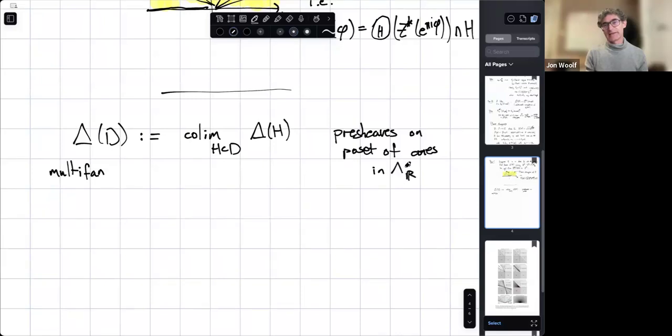In this vector space, you can interpret a fan as a pre-sheaf with some extra property on this poset of cones, and then you can glue them all together as pre-sheaves. That's a co-complete category, so there's no problem taking this co-limit, and the thing you get here is no longer a fan, but something called a multi-fan. So some big convex geometric object is now associated to the triangulated category.